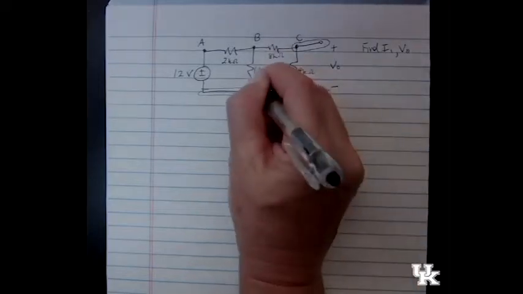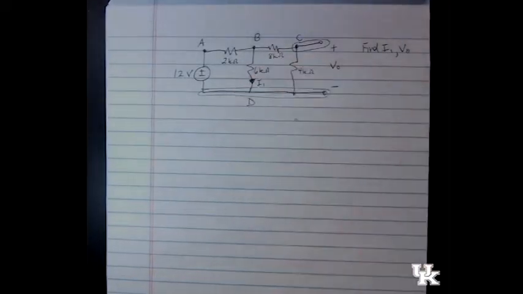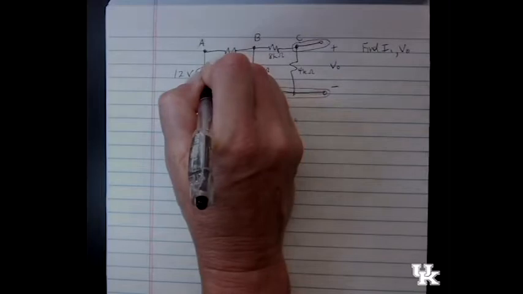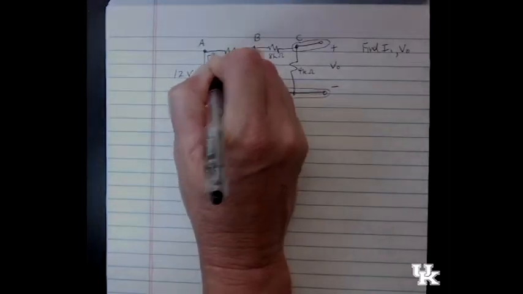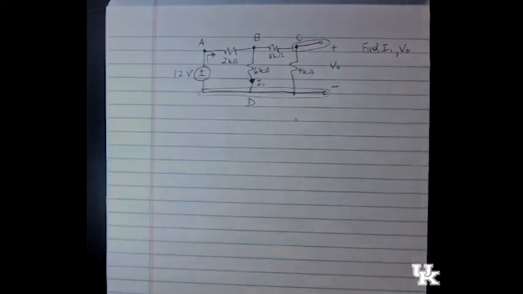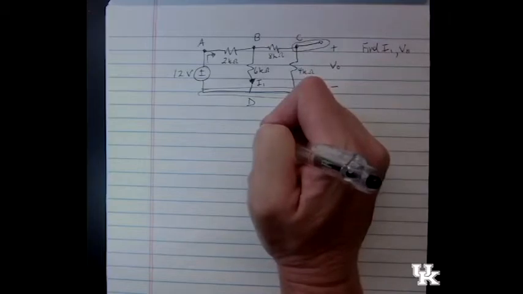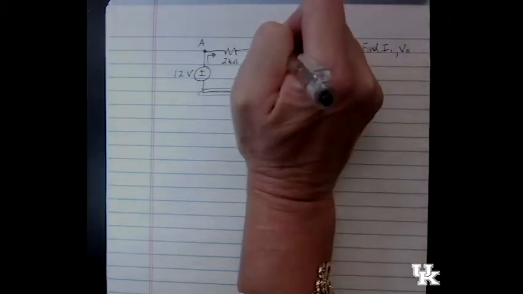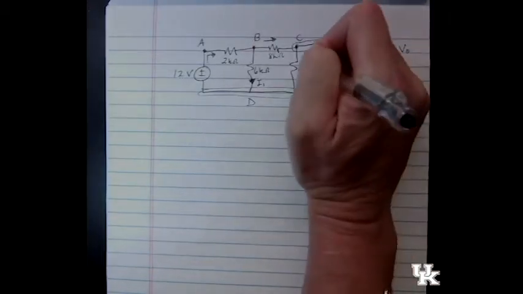They labeled I1 for us, and then we get to pick the rest of the current directions. So typically, I would go with the source and have a current that comes up and out of the source, and then I1 is going to go down, and then I would have my current go across and down.